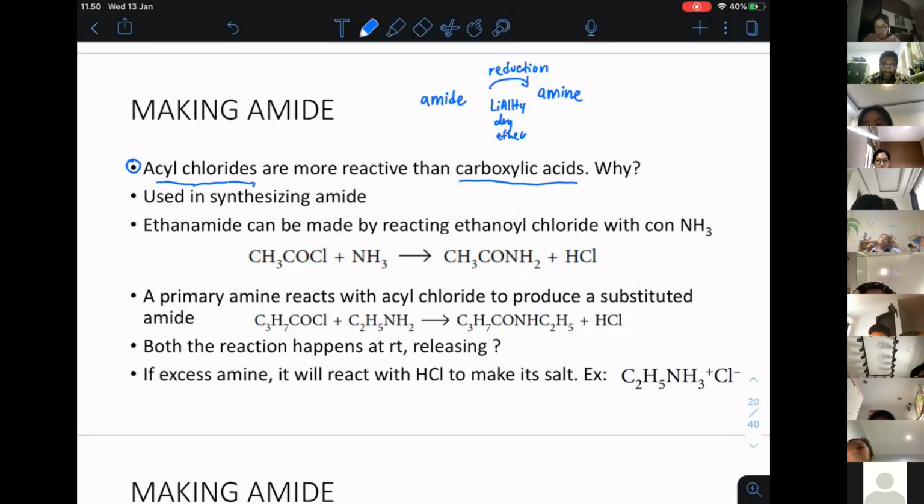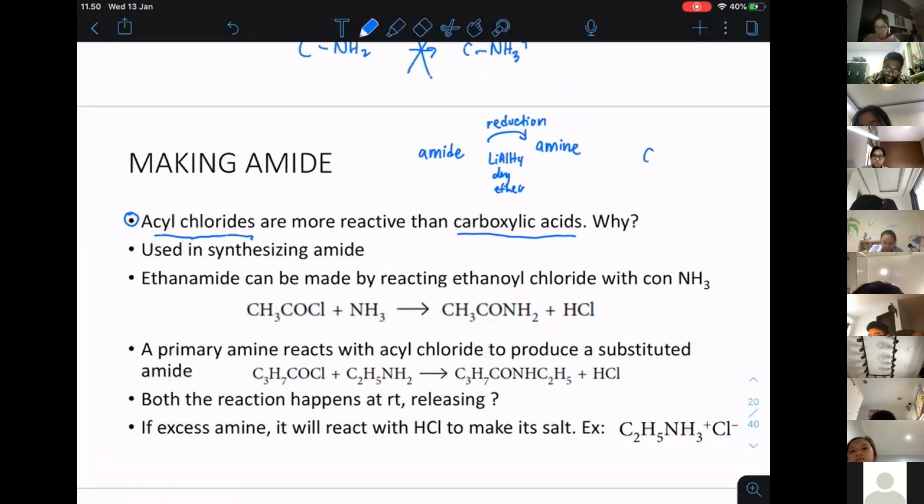Like for example, if I have this carboxylic acid, this is carboxylic acid. If you have R, and then R double bond O and then Cl, this is acyl chloride. Why is acyl chloride more reactive? So maybe Nicole, Gabriela, Nicole, can you answer this? Why is acyl chloride more reactive?